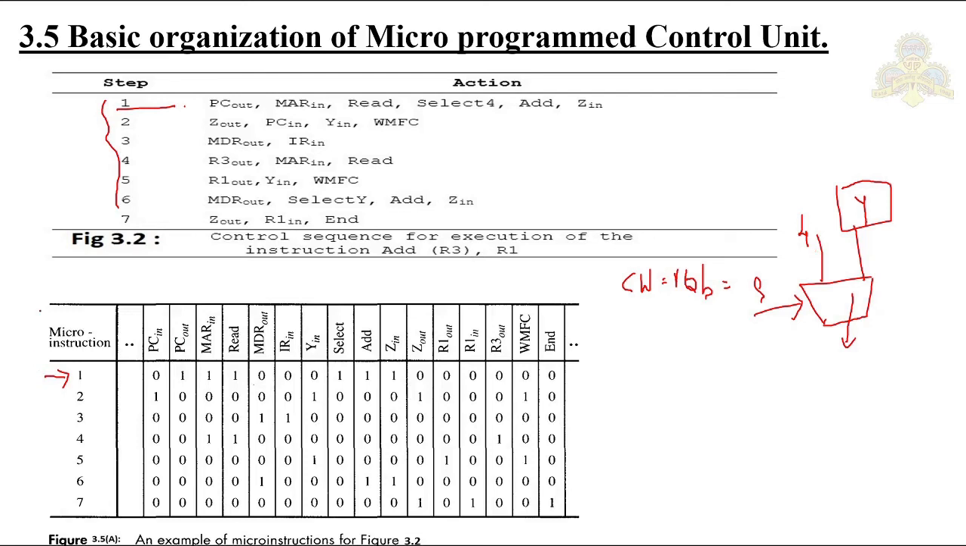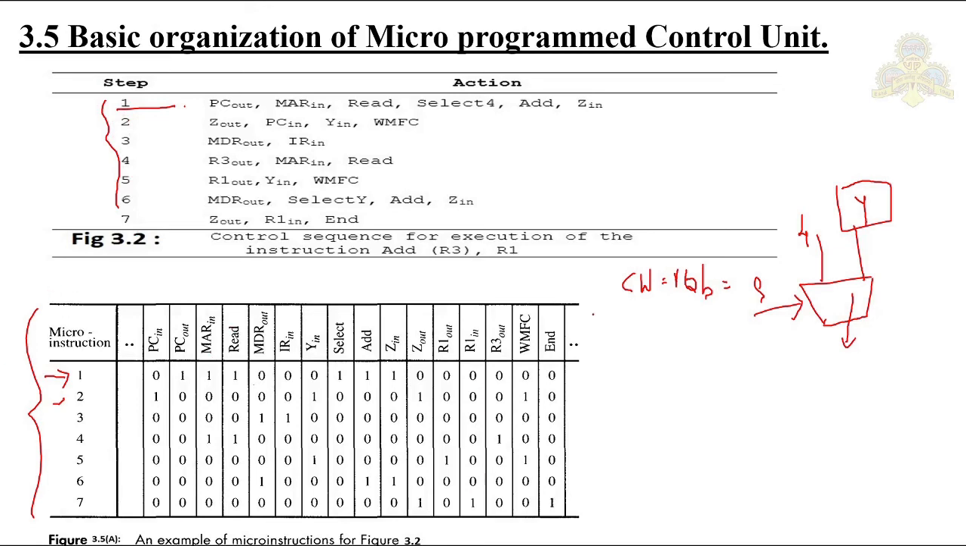Now this entire sequence of control words, which corresponds to the control sequence of the instruction, is called a micro routine. I'll repeat once again: these are all the control words, and we have 7 control words here. The sequence of control words which corresponds to the control sequence of the instruction, we call it a micro routine.